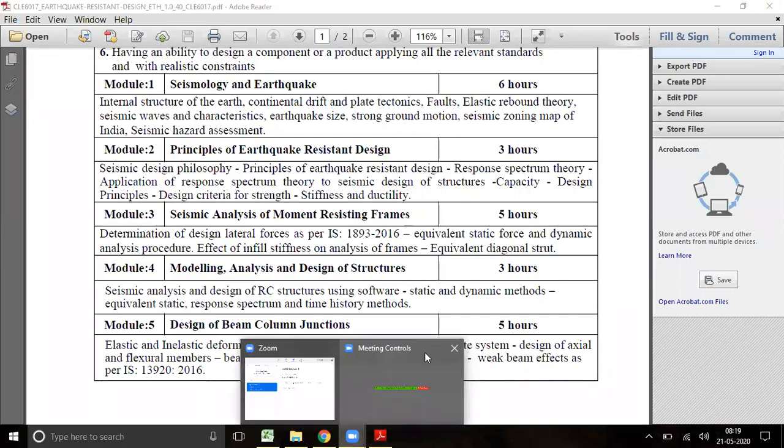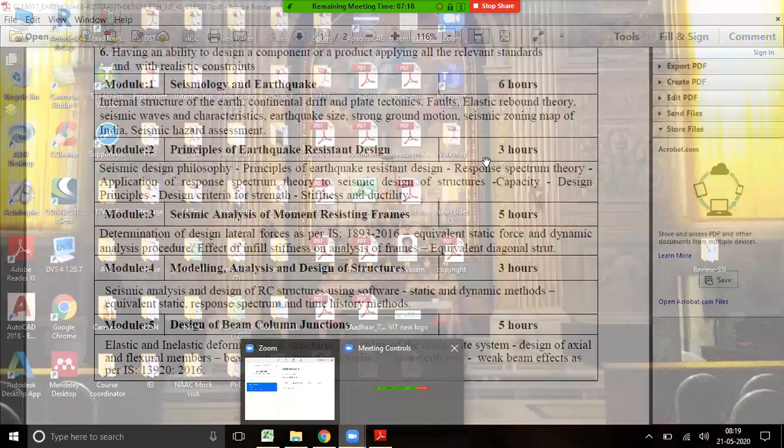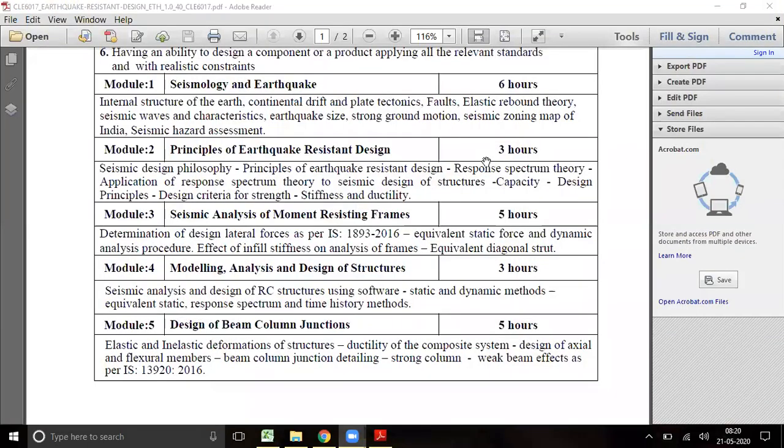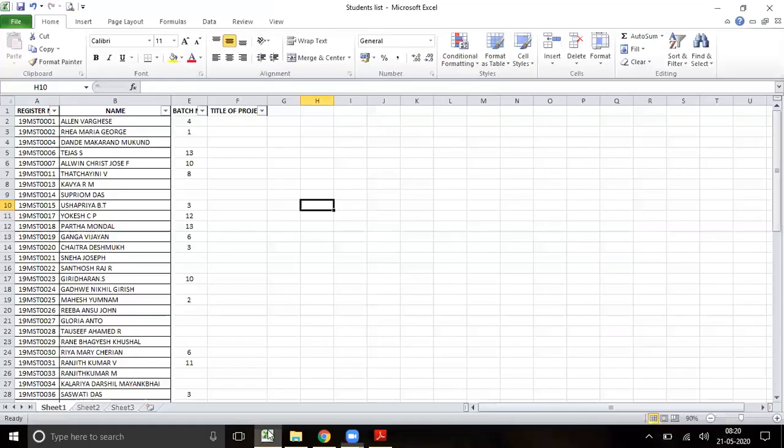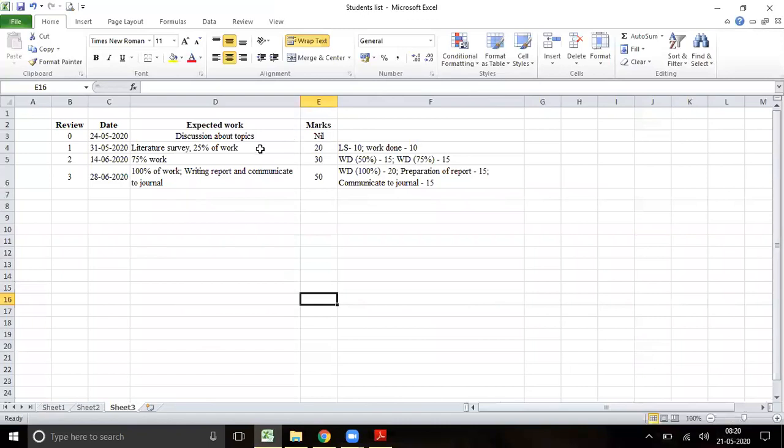Yeah. So afternoon I'll share the topic list with you. Now we have to have 3 reviews, right? In that, for the first review, this Sunday we will discuss the topic. You have to first understand what topic you have got, and search online how to start the work on that topic. Then we will discuss it on coming Sunday. Then your first review will be the next Sunday, 31st May.